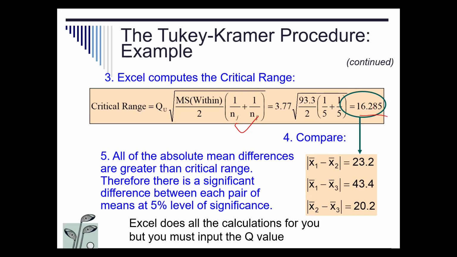We calculate this, and we get 16.285, and then you see all these absolute differences are bigger than the critical range. That means they're all different, right? Meaning the population mean for club 1, club 2, and club 3 are totally different at a 5% significance level with 95% confidence. So this is how we perform a Tukey test. This is called post-analysis, meaning after we reject the H0, then we can perform the Tukey test.